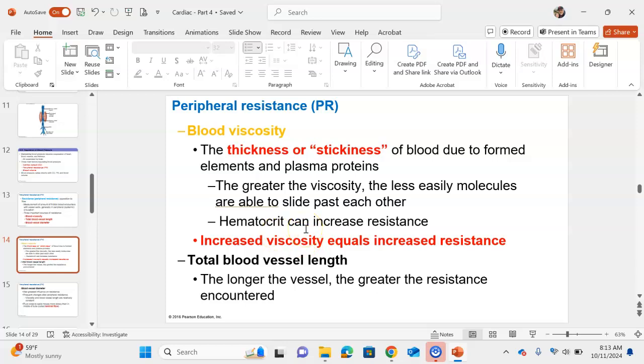Smoking and tobacco use can increase viscosity as well, because of increasing the amount of platelets in the blood. So tobacco use is kind of a bad thing overall.